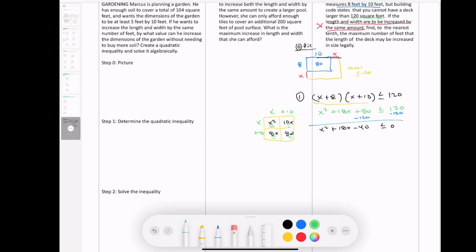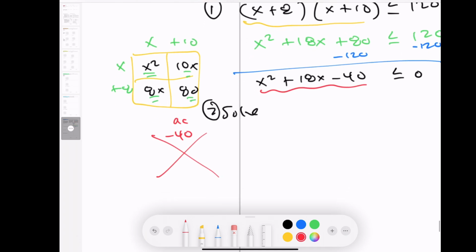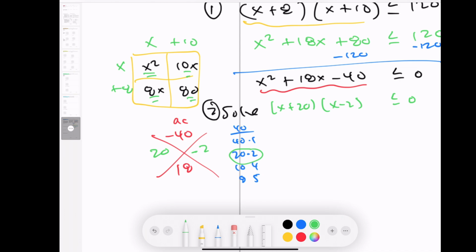So now what we're trying to do here is we are doing solve. So this is right, and this is now solve. So I'm going to see if I can factor that. A times C is negative 40. Our B value is 18. Or you can always list out your factors. So it looks like 20 and 2. See if that works. So I have x plus 20, x minus 2, and then we're going to solve that. Set it equal to 0.